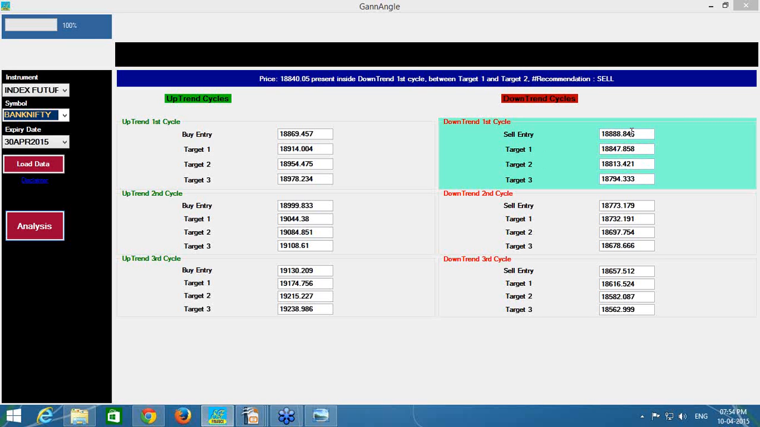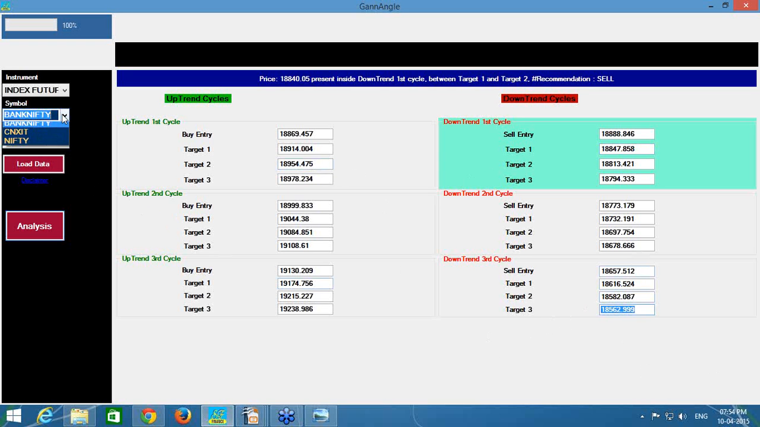It is recommending that if it opens between 18,840 and 18,813 on Monday, in this range I'll think of selling it, putting a stop loss of 18,954, and I'll ultimately wait for 18,562. But if there is a gap on Monday, then these readings will change. You have to take a fresh reading on Monday. But as of now, this is the thing.